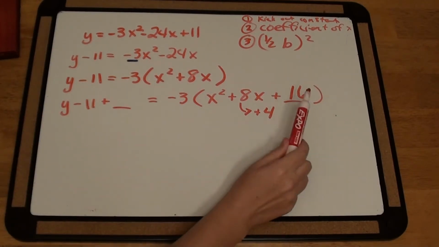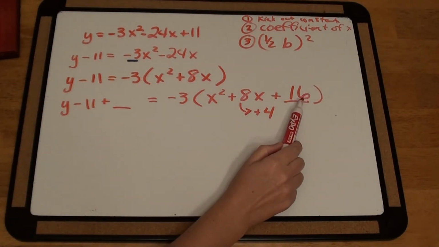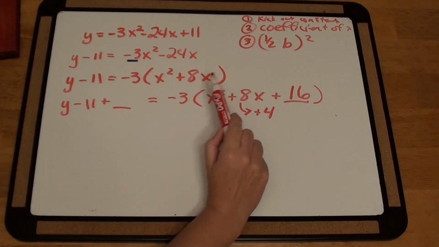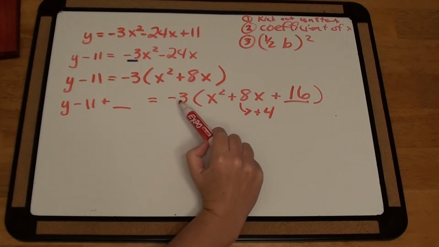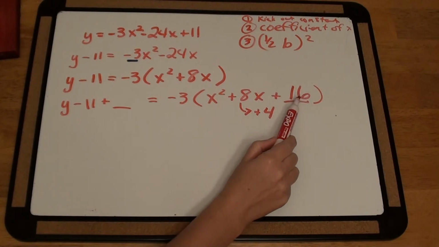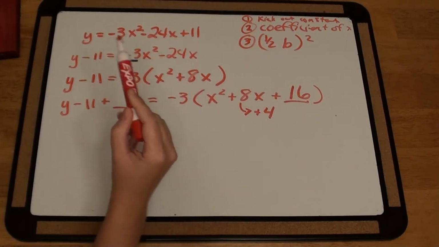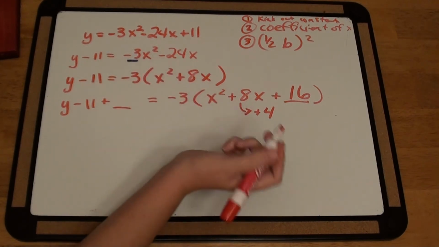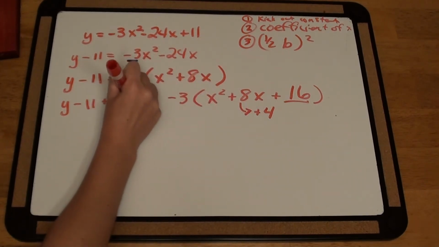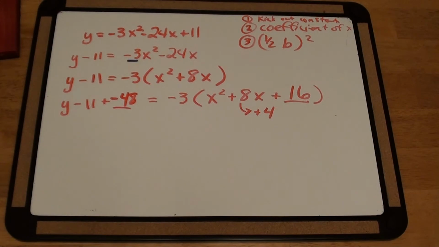I did not actually add 16 to this side. I added 16 times negative 3 to this side. So because I added 16 times negative 3 to this side, I have to add 16 times negative 3 to this side. Well, 3 times 16 is 48, so this should be a negative 48. And that's the tricky part. That's what will get people.